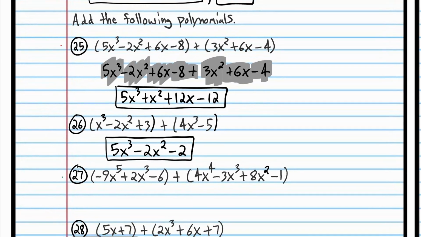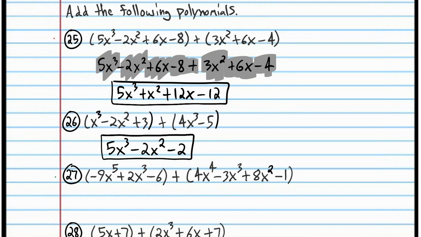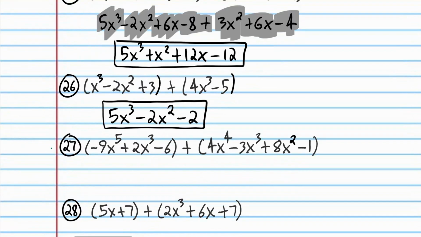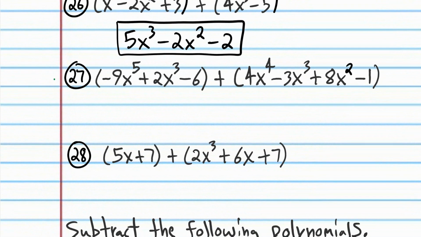Okay, now time for you to try attempt number 27. When you come back, we'll do it together. All right, we're back. We have an x to the 5th power term. There's nothing to combine it with, so we'll just rewrite that. We also have an x to the 4th power term. There's nothing to combine that with, so we'll just rewrite that.